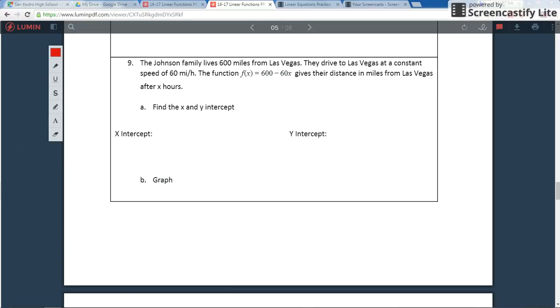Okay, this one is a big deal. You're going to get a problem just like this on the test. The Johnson family lives 600 miles from Vegas. They drive to Las Vegas at a constant speed of 60 miles an hour. The function is f of x, or y, equals 600 minus 60x.